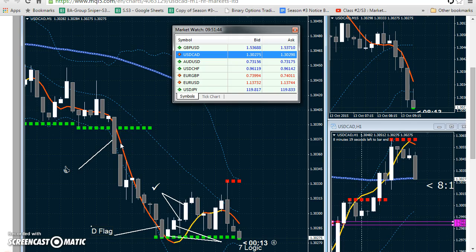Now what I like to see is that the trend is very strong. I want to see bear bars, and the bear bars must be on the left side of this 15-day moving average. If they are on the left side, it is an indication that this trend is very strong and it's a great setup to take a trade.